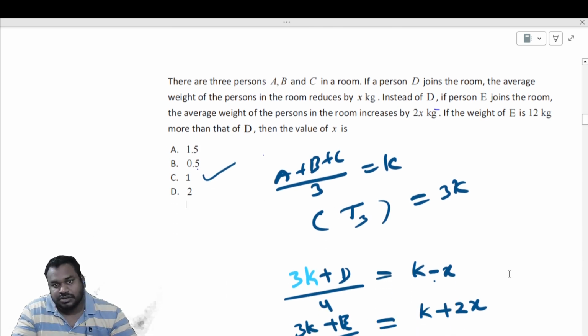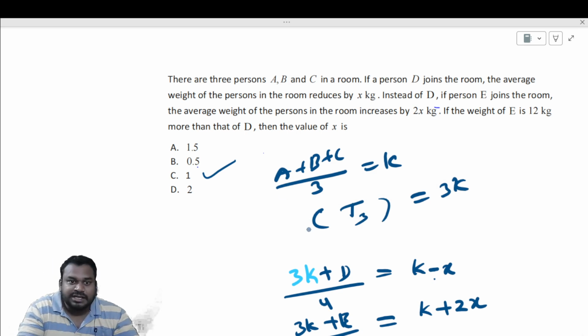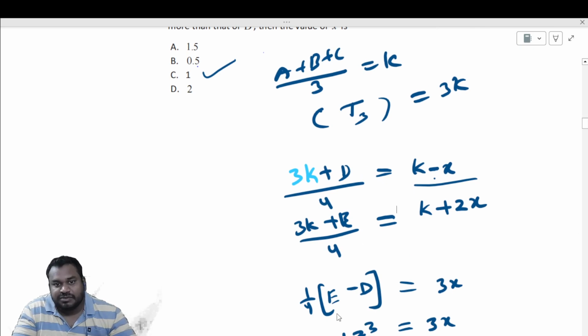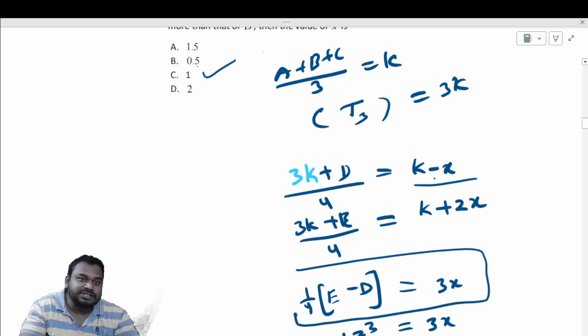Okay, so in the exam you should not write this complete step. Directly you assume the average is k. 3k plus d by 4 is equal to k minus x. 3k plus e by 4 is equal to k plus 2x. In the subtraction, 1 by 4 into e minus d is equal to 3x. You can write this step directly. The more you practice, the more you will avoid these steps.